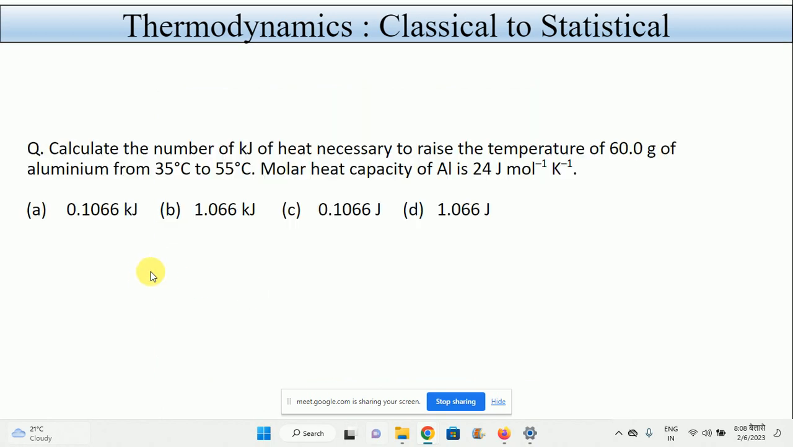So this is the typing mistake here. This is to calculate the enthalpy, or you may say calculate the heat of the reaction.